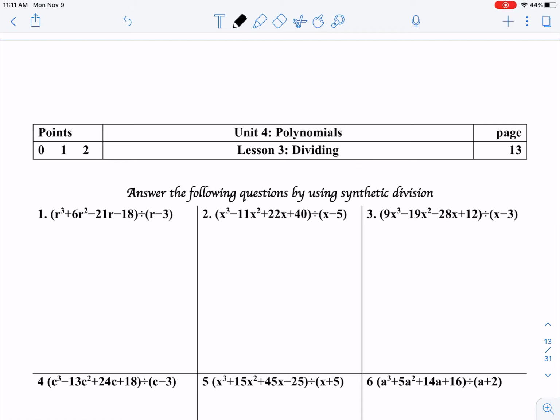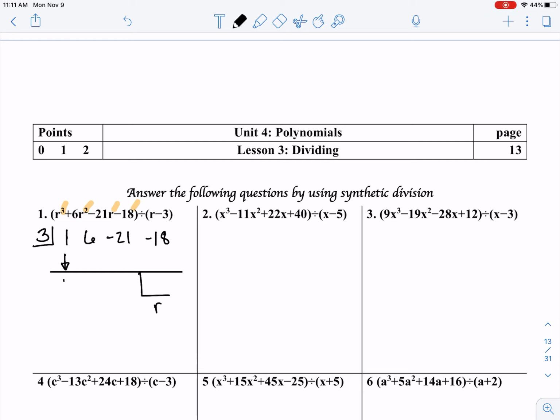So you take the opposite of what you have here. So negative 3 is really going to be a positive 3. And then look at your degree values, 3, 2, 1, constant, so it doesn't skip any. Then you just choose your leading coefficient. So 1, 6, negative 21, negative 18. Bring this down. I always put my box here because I know that this is where my remainder is.